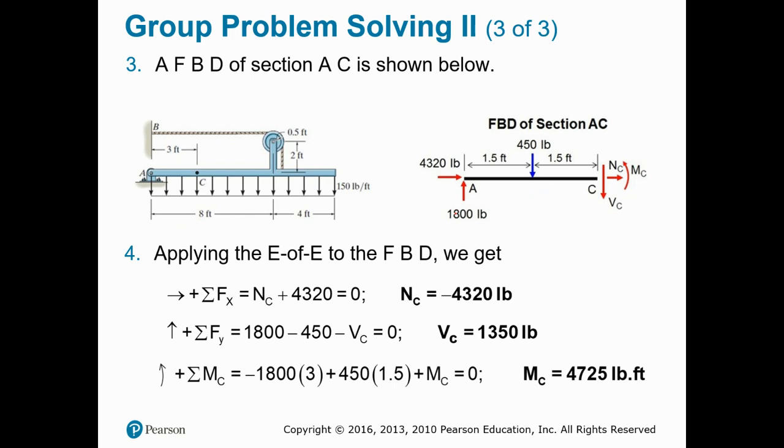So we have our three equations. Sigma Fx equal to 0, all the forces horizontally equal to 0. Sigma Fy equal to 0, all the forces vertically added together equal to 0. And then summation of moment equal to 0. This will help us figure out the shear force, the bending moment, and the normal force at point C, internal.